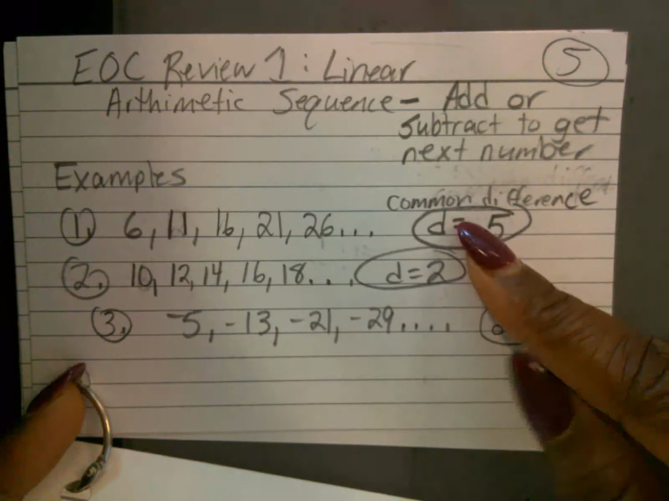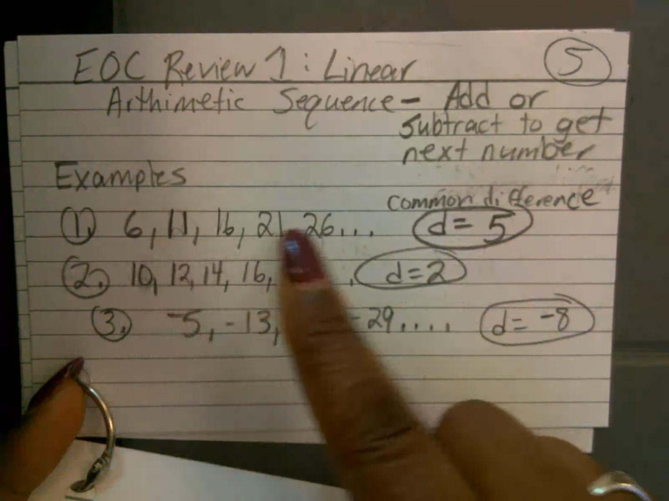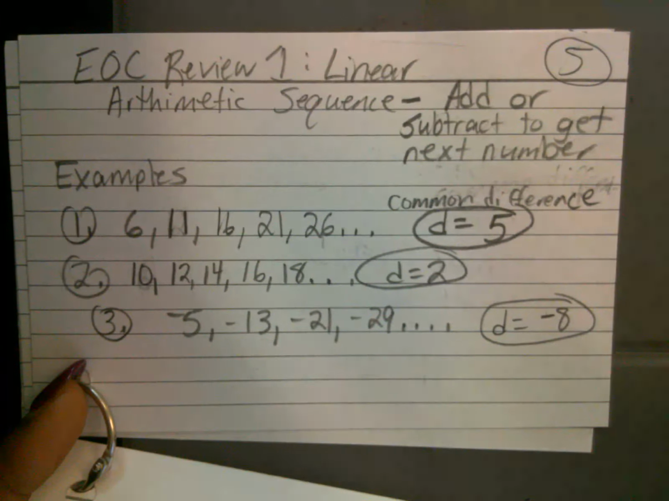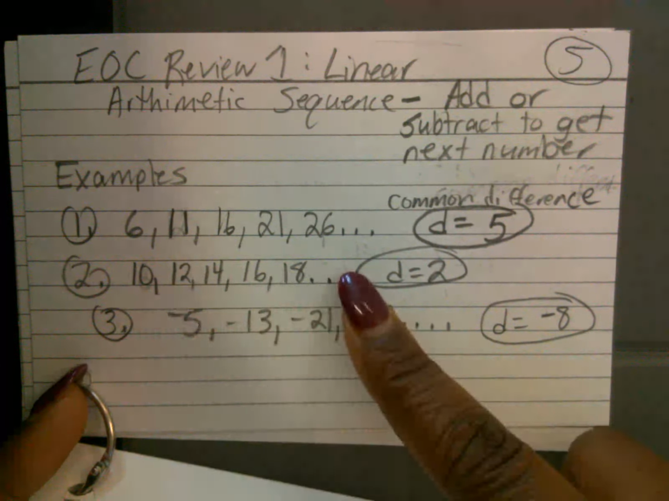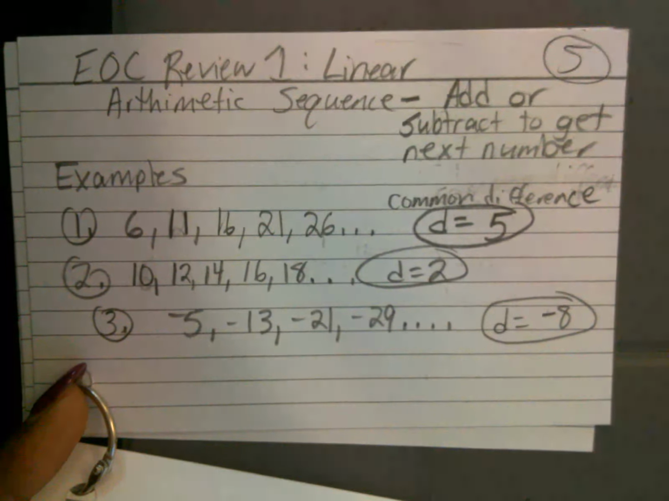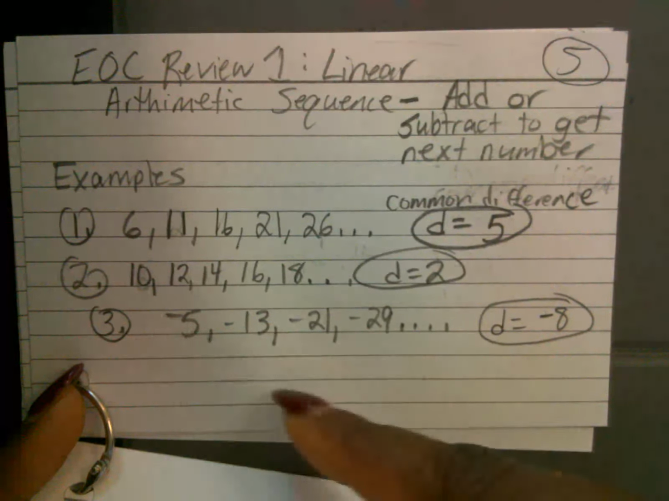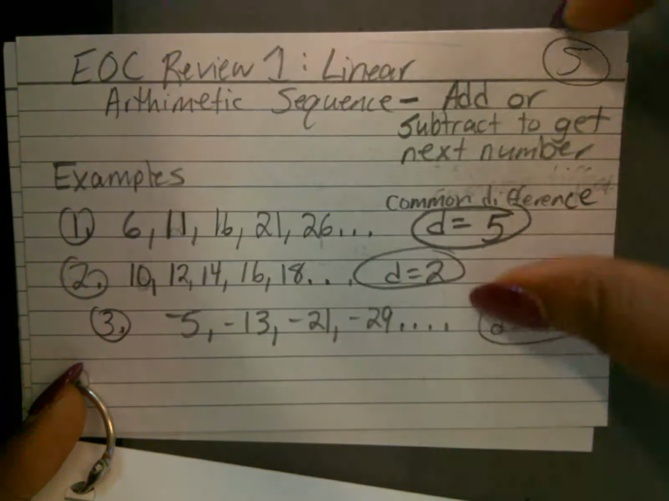or the common difference. Here I know my common difference is 5 because I'm adding 5 to get to the next number. Here I know my common difference is 2 because I'm adding 2 to get to the next number. My common difference here is -8 because I'm subtracting 8 to get to the next number.